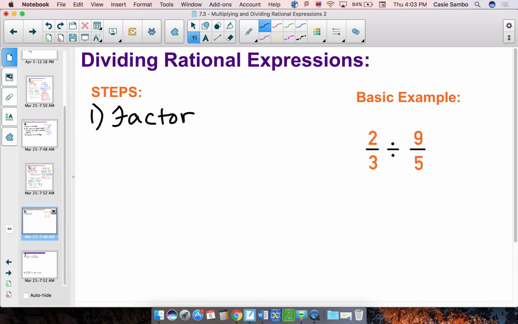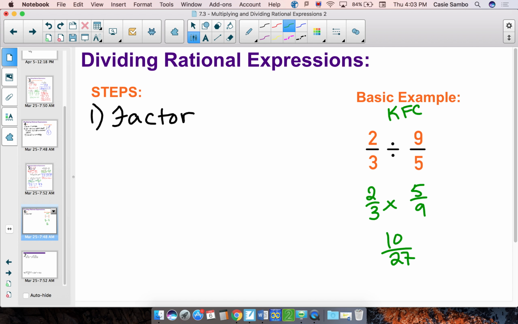So, if we look at this basic example, and we think back to how we divide fractions. Remember we have to do that keep, flip, change thing? Or, as some of you might know, we have to multiply by the reciprocal. So, we're going to change this into 2 over 3 times 5 over 9. And then we would multiply like normal and get 10 over 27.